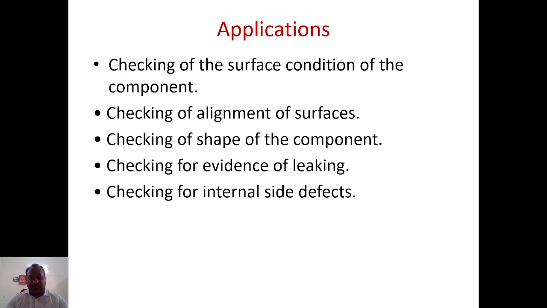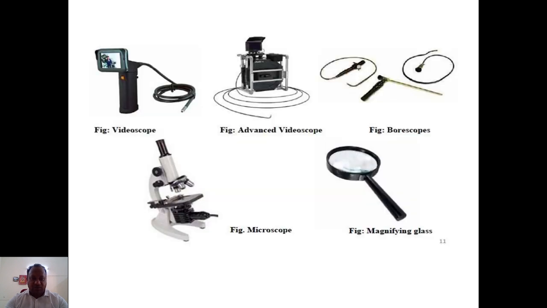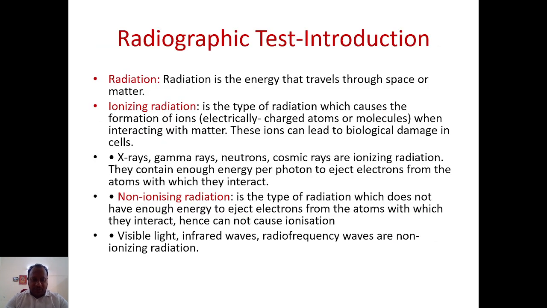Whereas the applications are simple: by seeing the alignment and shape of the component, evidence of leaking, internal side effects, and checking the surface condition of the component, we can make use of it. So these are the accessories required for visual inspection: microscope, videoscope, and all these glasses.